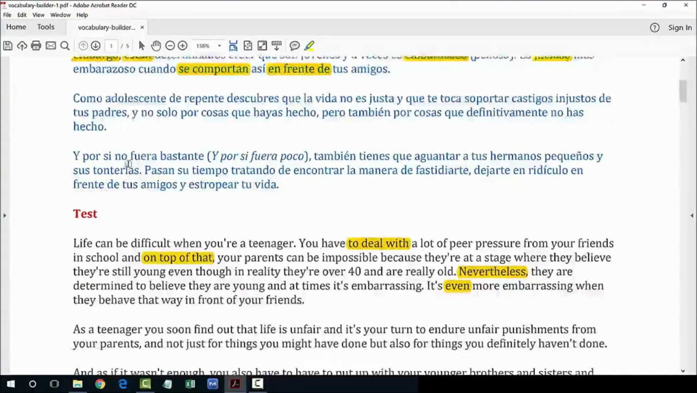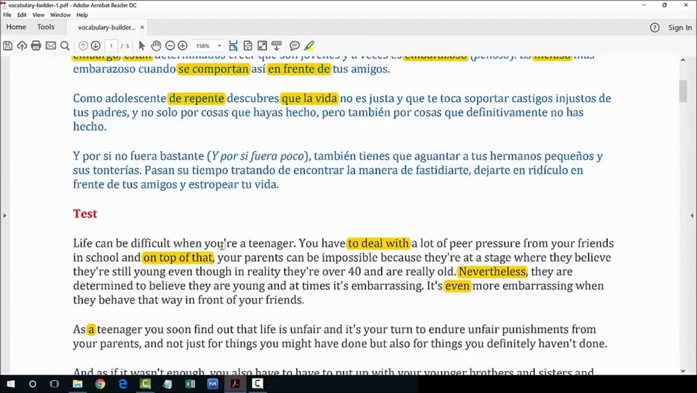Continuing down, we have como adolescente. Notice that in English we would say as a teenager, but in Spanish they simply say as teenager. Here you can see one of those fidgety little bits where there isn't a direct translation between Spanish and English. So we have como adolescente. De repente descubres que la vida no es justa. Here again we see the definite article being used, que la vida. And we have this word here, de repente, means suddenly.